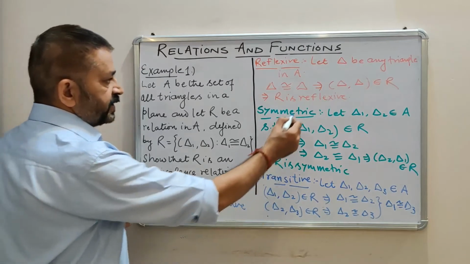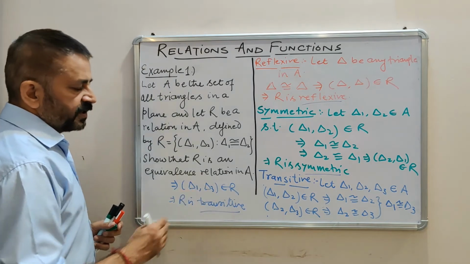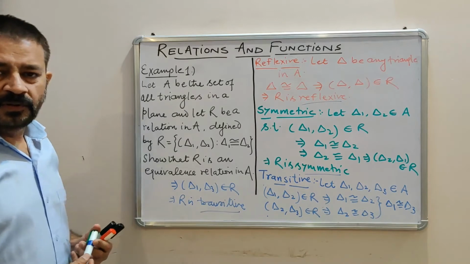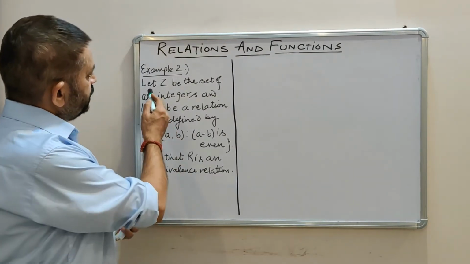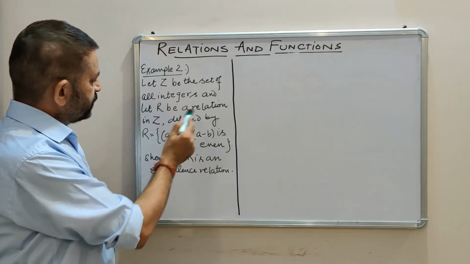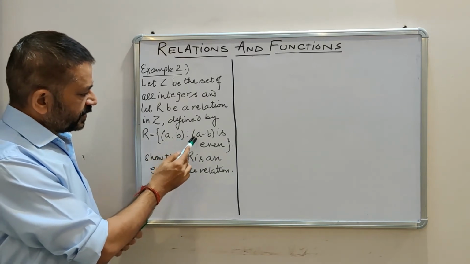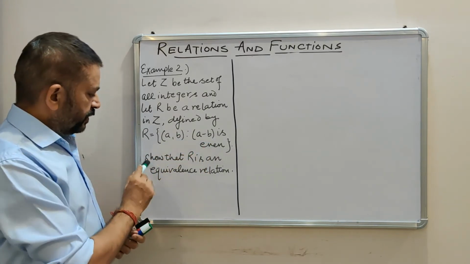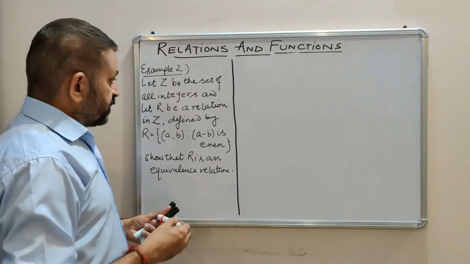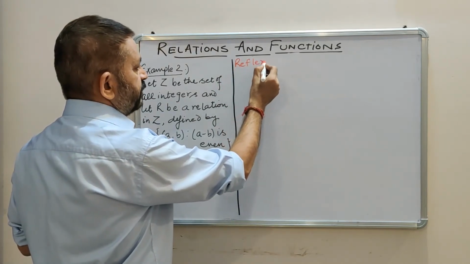So when our relation is reflexive, symmetric and transitive as well, it is an equivalence relation. Now we'll discuss one more example. The second example: let Z be the set of all integers and let R be a relation in Z defined by R = {(a, b) such that a minus b is even}. Show that R is an equivalence relation. So we'll go step by step. First step is we'll check whether it is a reflexive relation or not.